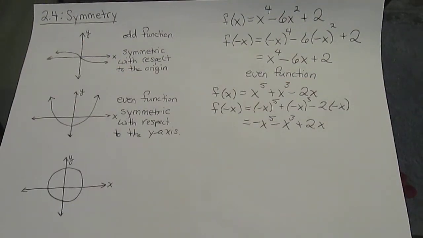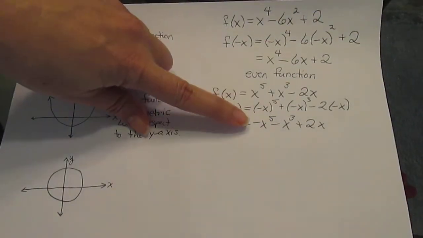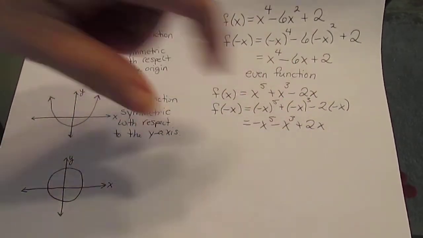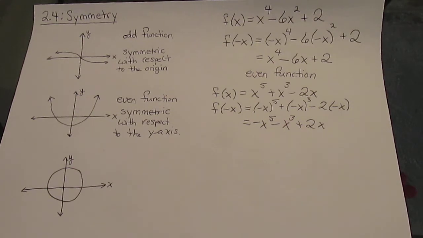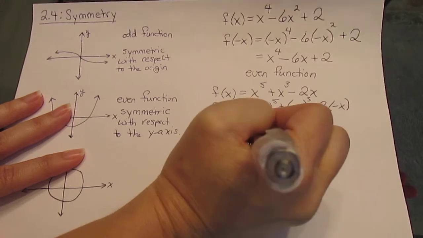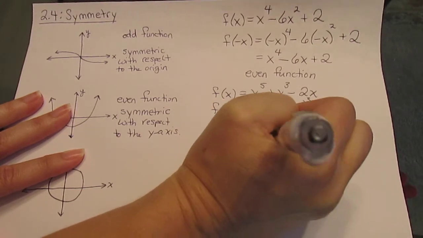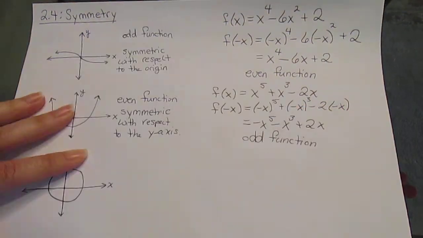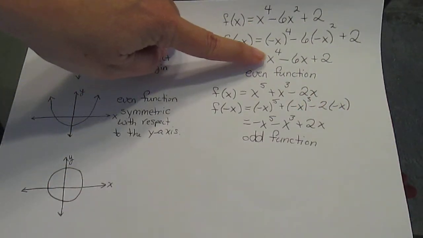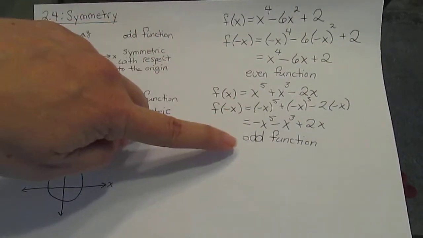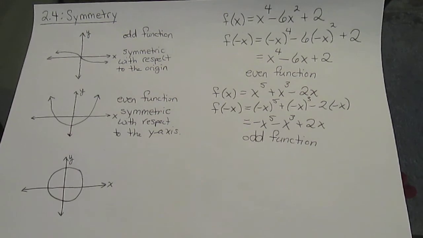Well, look at what happened in this one. All of the signs switched. Okay? It has to be that all of the signs change. If that happens, that's an example of an odd function. So if all the signs stay the same, it's an even function. If all the signs change, it's an odd function. If only some of them change, then it's neither.